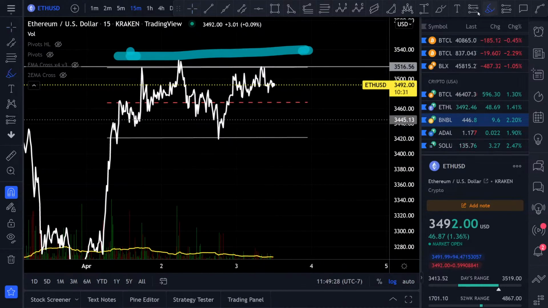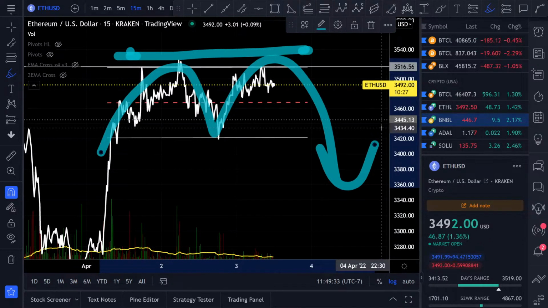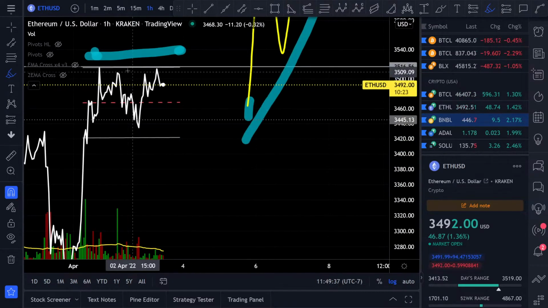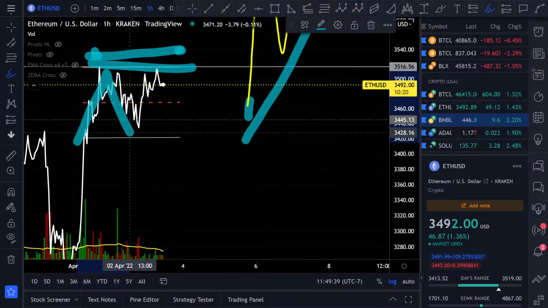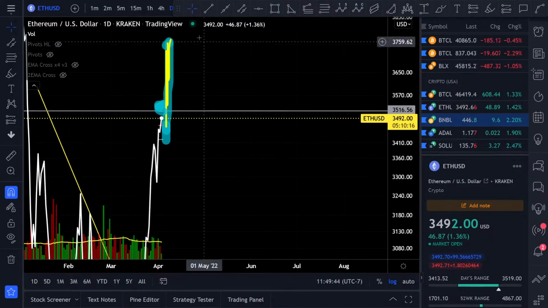Because from experience, I know this longer term could turn into a double top and go to the downside. If you start zooming out, especially on an hourly, you have the resistance here, and you can see it forming a little bit longer term. So again, I'm not trying to disprove somebody's idea.